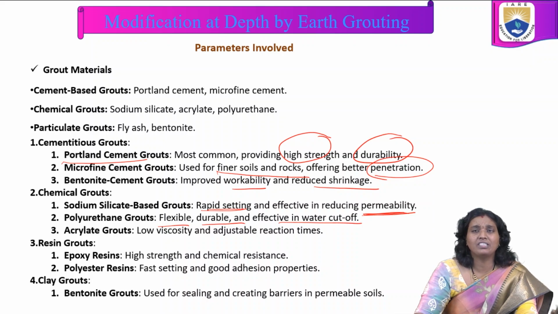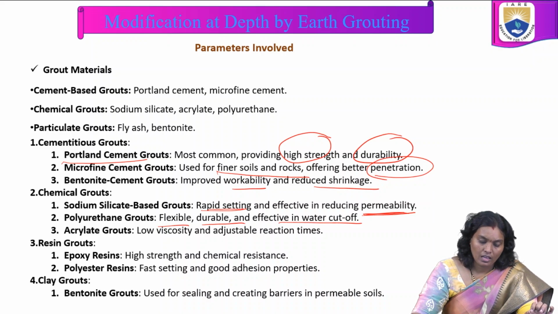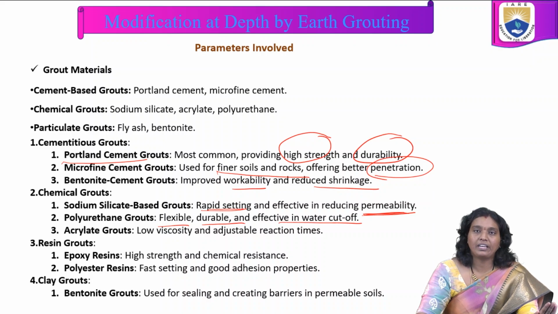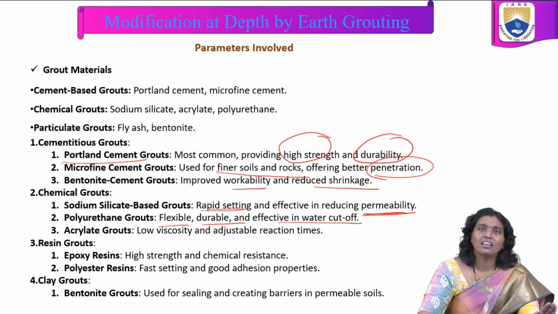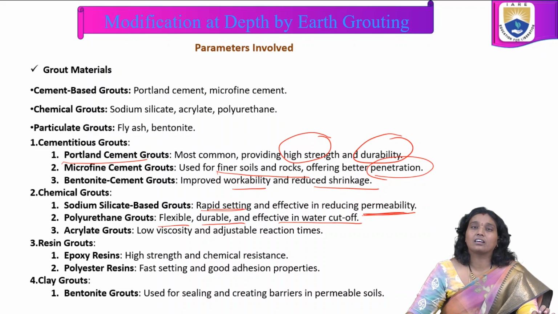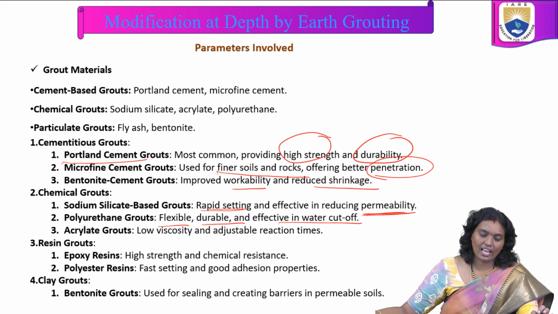So it depends upon which type of design we require for that particular soil. We choose which type of chemical is adaptable for this particular grouting. Resin grouts, such as epoxy resins and polyester resins, offer high strength, chemical resistance, fast setting and good adhesion properties. These are the parameters we need to understand in considering the materials.